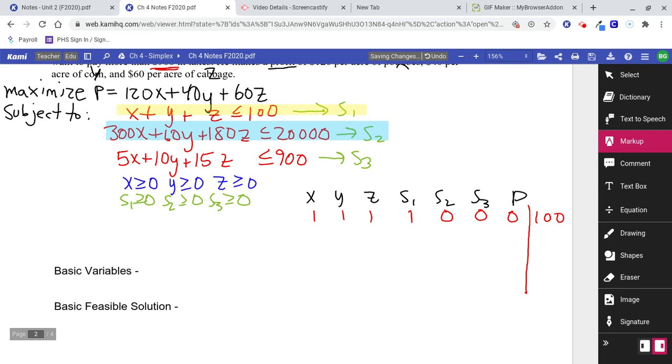Look at the next line. Okay. The next line, you've got 300x, 60y, 180z. We don't have an S1, but we're adding an S2 that time. No S3s, no P's, and it equals 20,000.